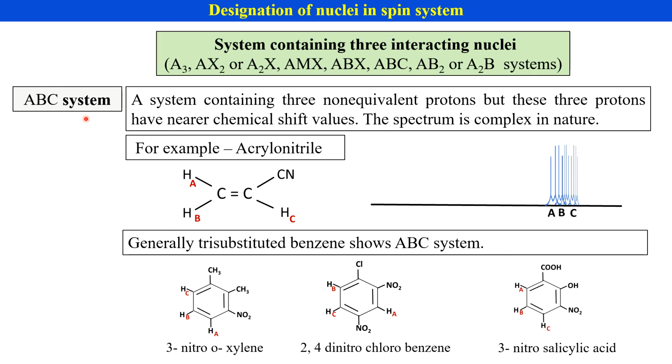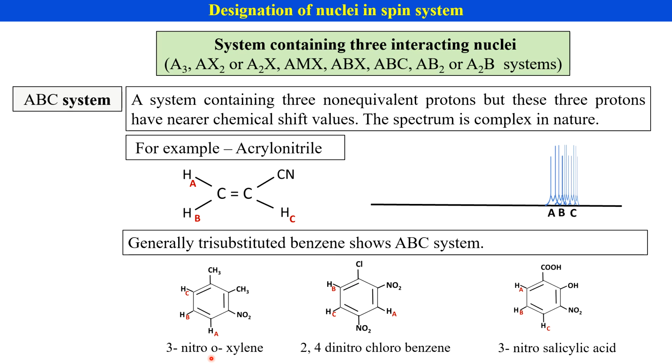Then next, the ABC system. A system containing three non-equivalent protons, but these protons have nearer chemical shift values. The spectrum is complex in nature. In that case also, the coupling between these three protons is similar to AMX, but as their chemical shift values are very close to each other, overlapping of signals takes place, crowding of signals takes place, and the spectrum looks complex and it is difficult to resolve. Generally, trisubstituted benzene shows the ABC system.